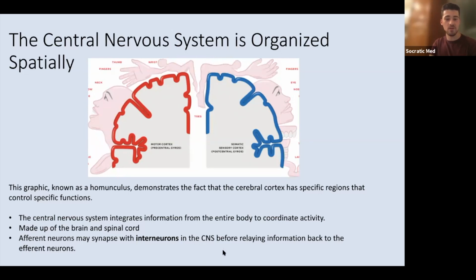Okay, so afferent neurons may synapse with interneurons in the central nervous system before relaying information back to the efferent neurons. So as we mentioned before, afferent means that they are arriving to the central nervous system, and efferent means that they are exiting from the central nervous system. So sometimes they synapse with each other, and sometimes they synapse with interneurons, which are just smaller neurons that can sort of alter the message.